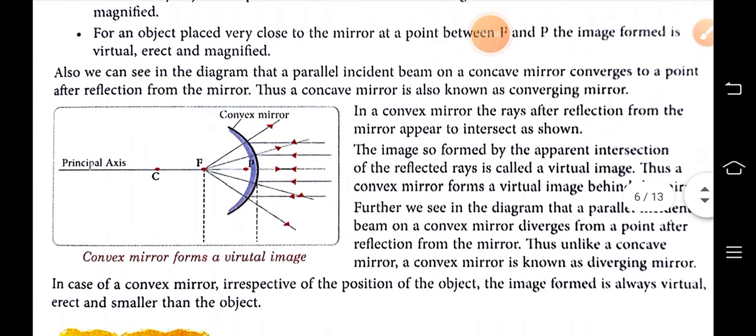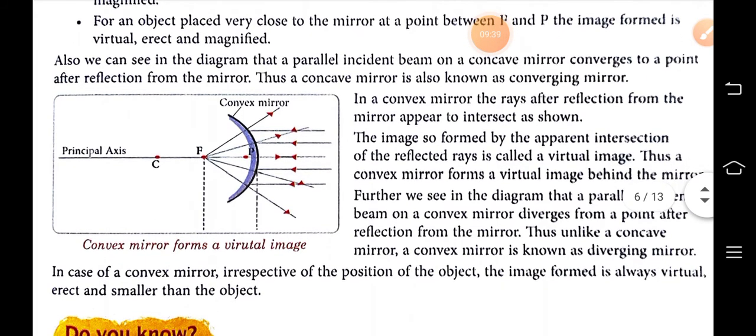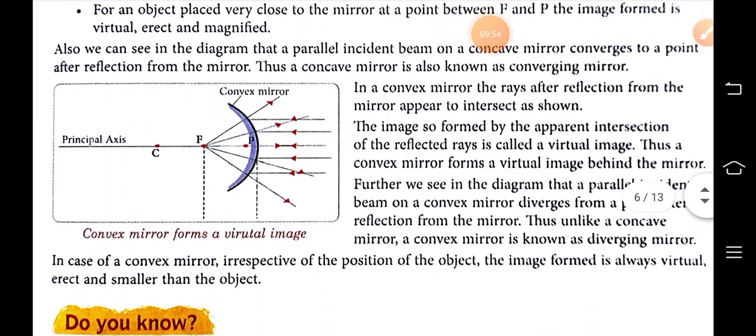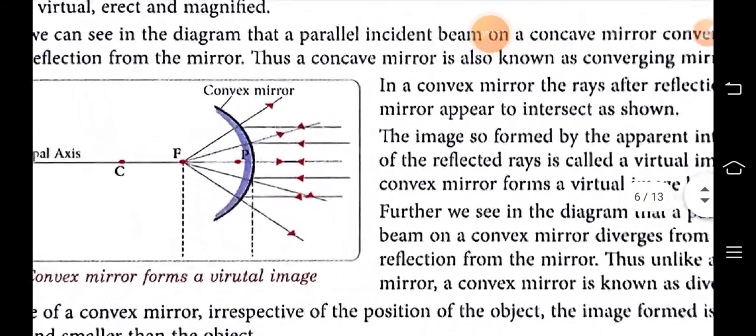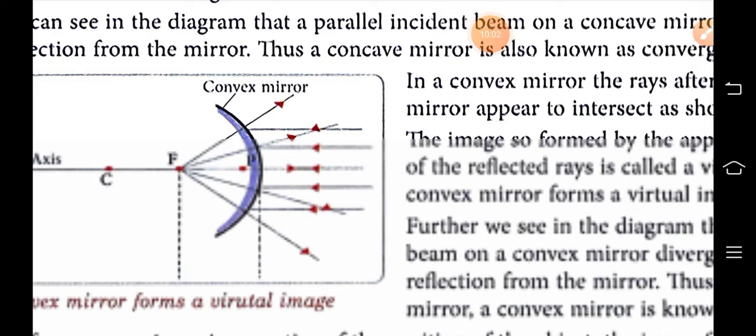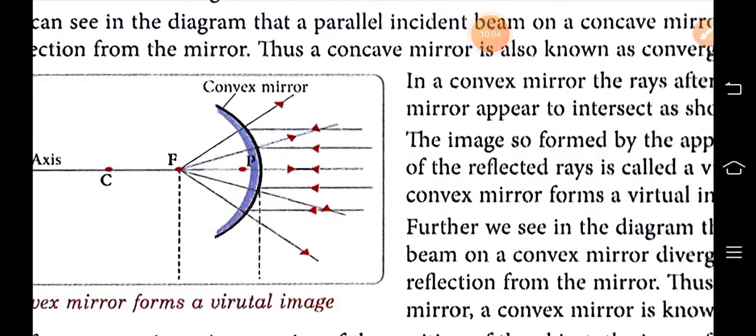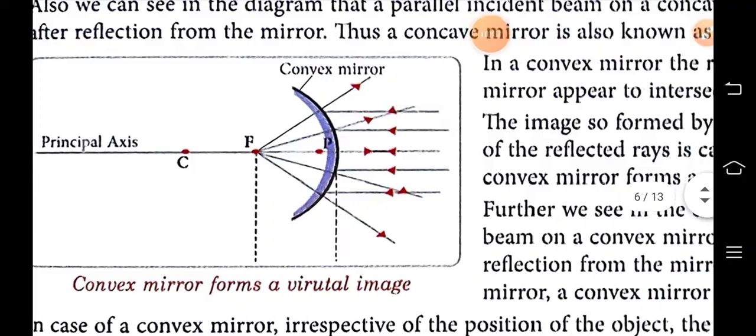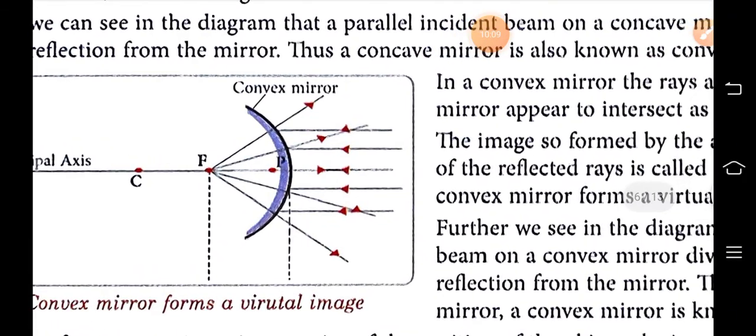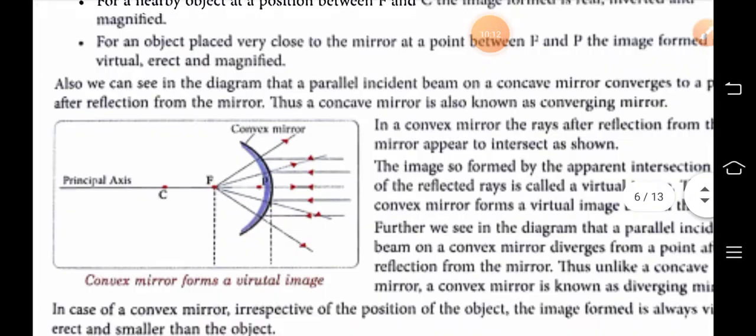So also we can see in the diagram that a parallel incident beam on a concave mirror converges to a point after reflection from the mirror. Converge means it gets combined to a point; all the rays come and meet at a point, and this is known as a converging mirror. So a concave mirror is also known as a converging mirror. You can see here the different rays coming from different directions and meeting at a point. So the rays get converged, and so it is known as a converging mirror also.